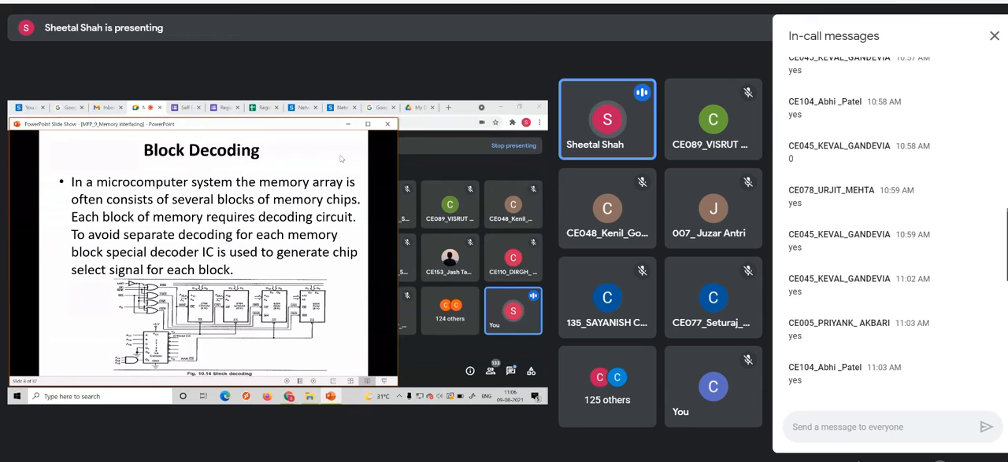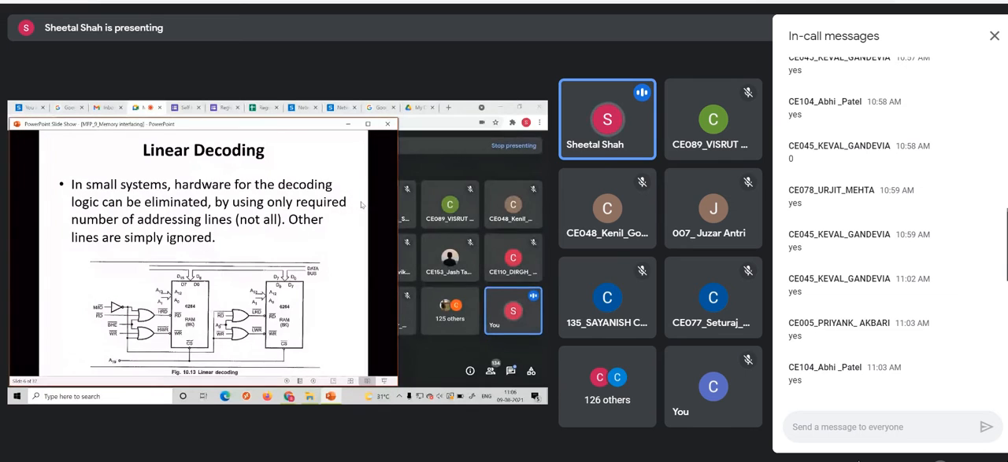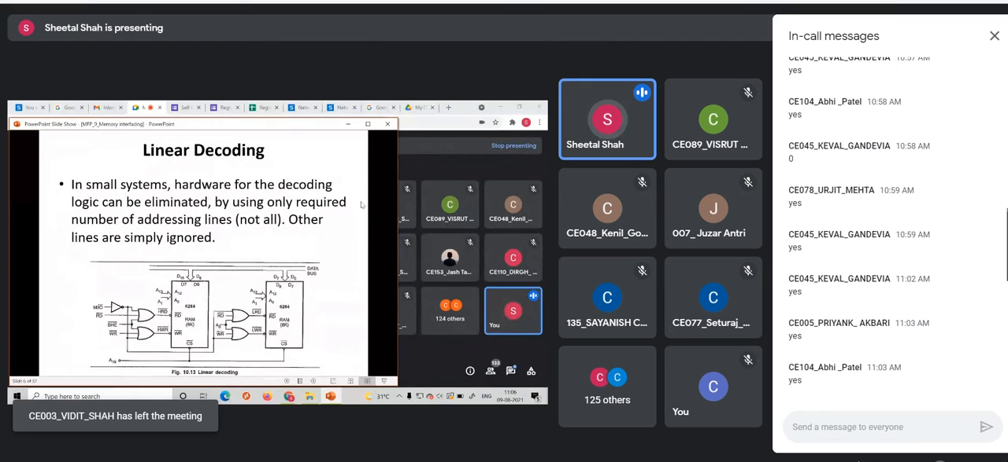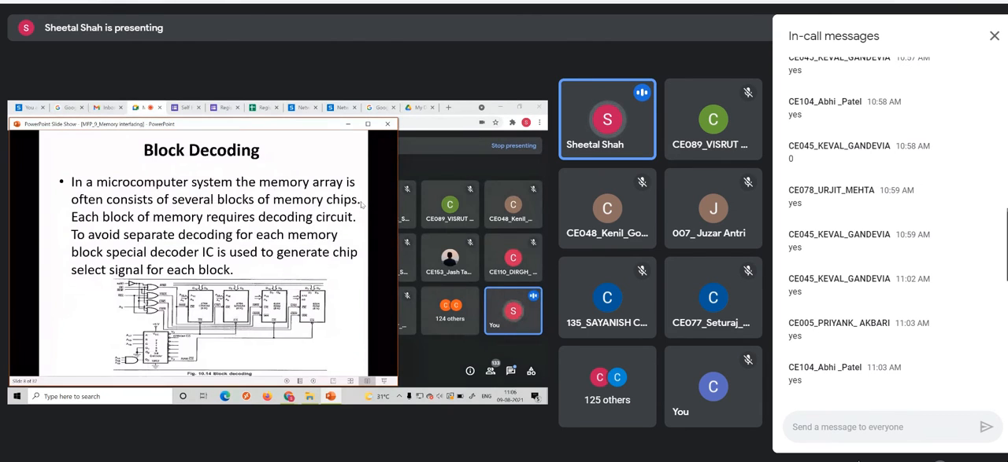So in this system, the memory array often consists of several blocks of memory chips. So in this example, we have seen that we are using only a few memory chips. Say suppose if I want to have the entire 1 megabyte of memory, but the available ICs are of only 8 kilobyte, then we may require a number of ICs. Okay. So we may have multiple ICs, which could be connected in the form of a block of array. Okay.